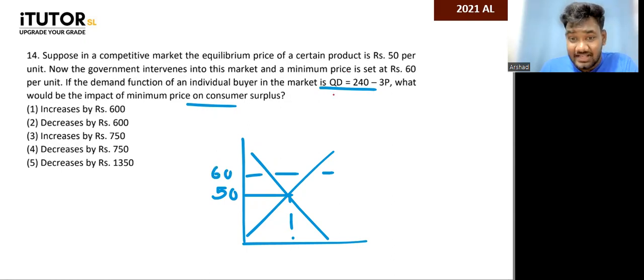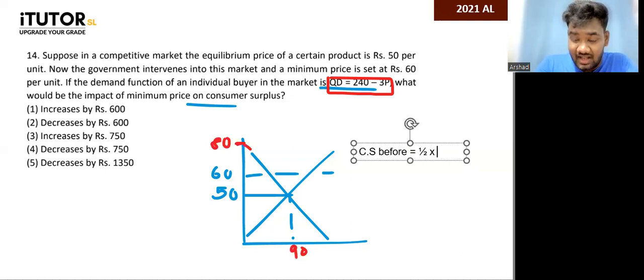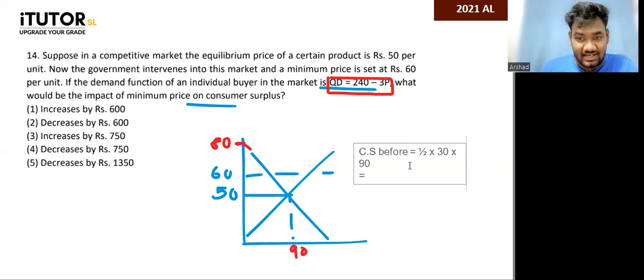Very simple, guys. Based on this demand equation, can you tell me what was the equilibrium quantity first? When the price was 50, what's the equilibrium quantity? 240 minus 3 into 50 is 90. Okay. What is the maximum demand price? 80. Okay. So how much is the consumer surplus before the minimum price? Half into height, which is 30, 80 minus 50, base is 90. So half into 30 into 90 is 1350.